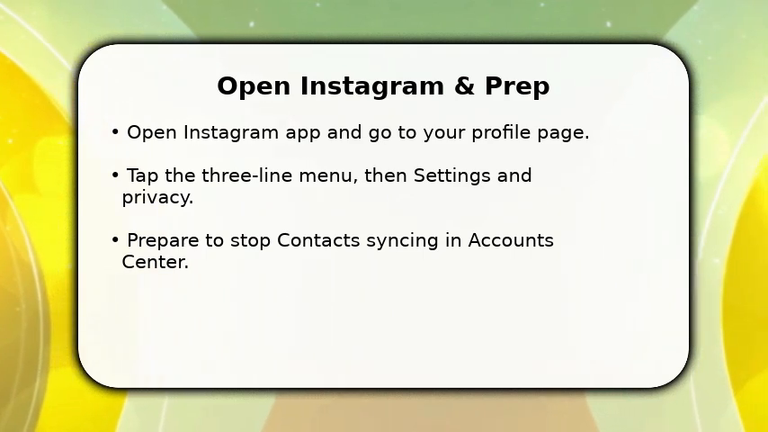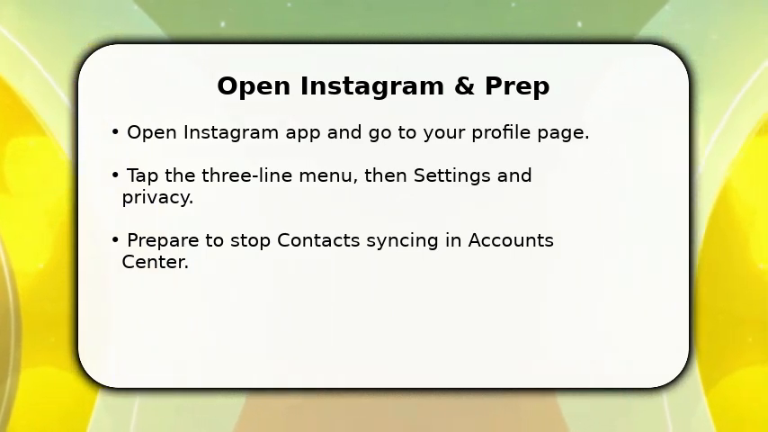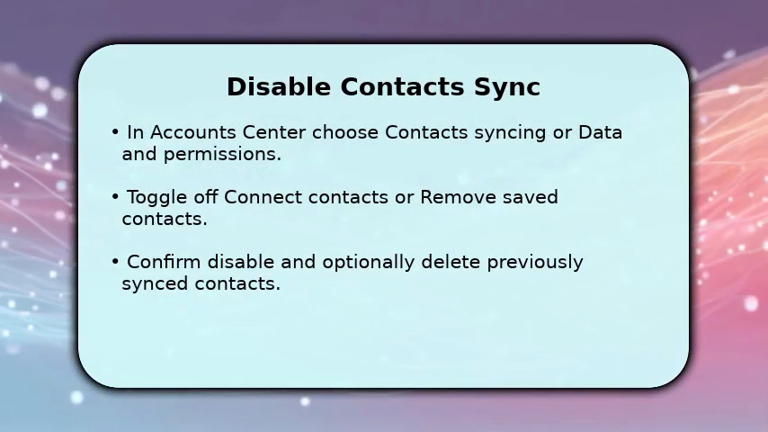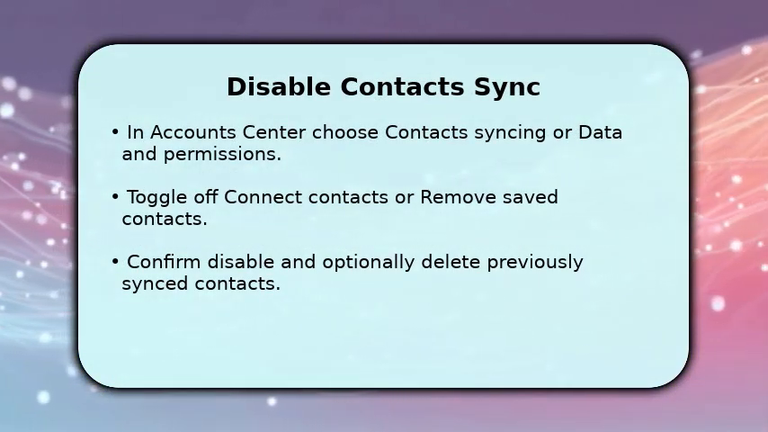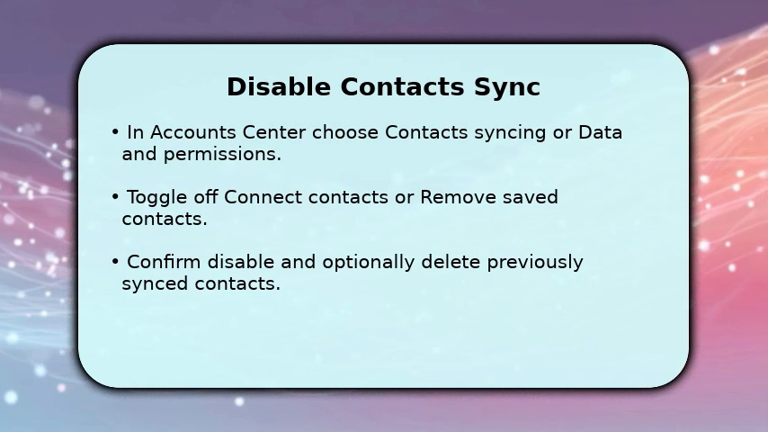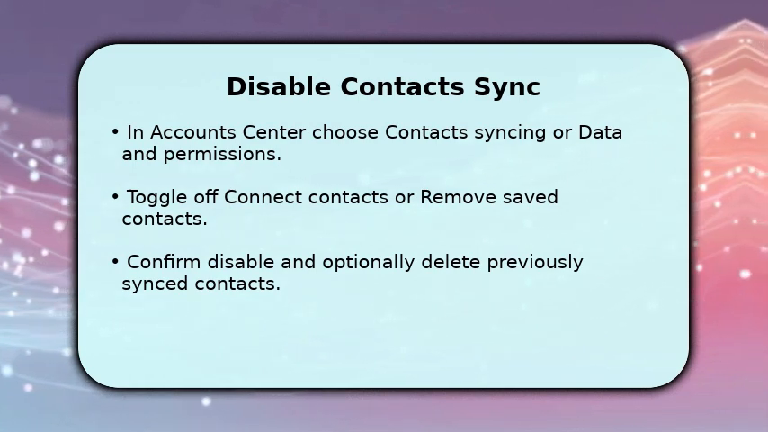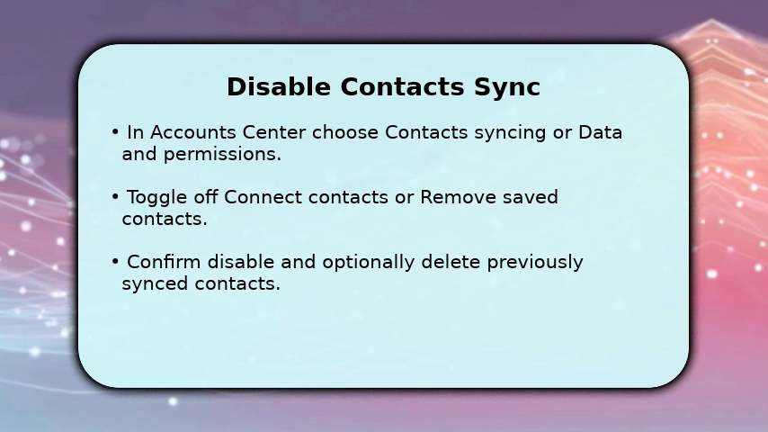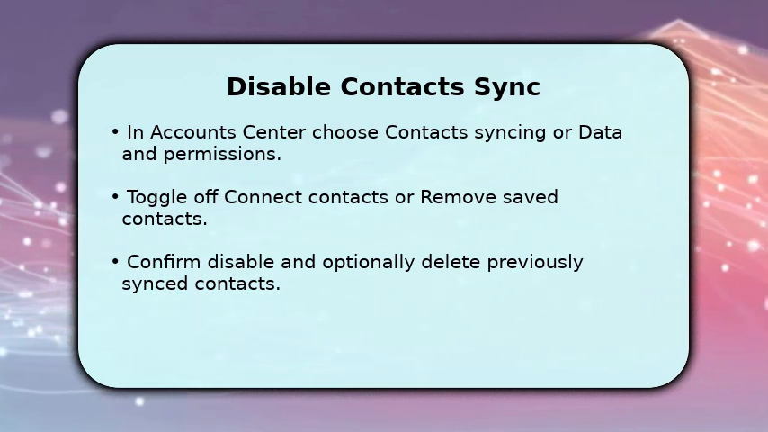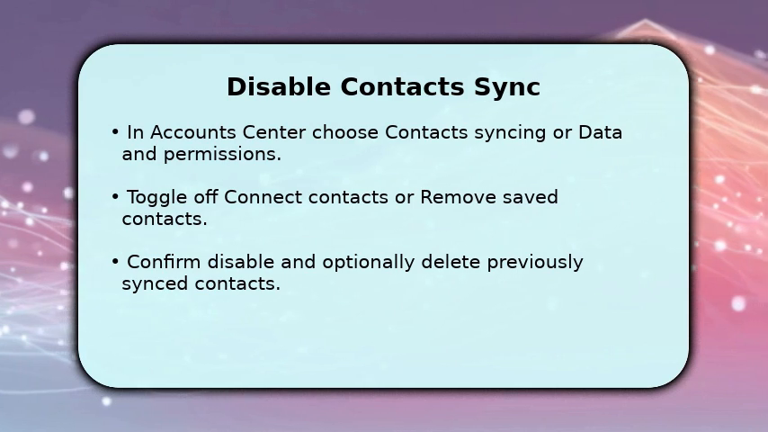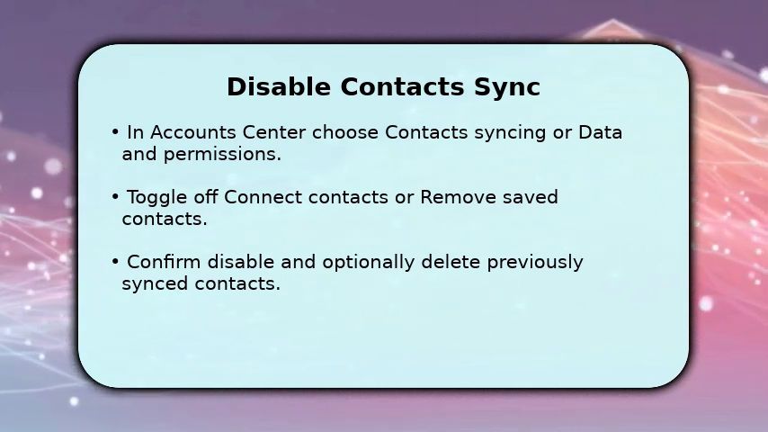Now that you're in Account Center, look for contact syncing or a data permissions area labeled Connect Contacts. Tap that option and you'll see a toggle to stop syncing. Switch it off. Instagram may prompt you to confirm an offer to delete contacts previously uploaded. Choose Delete if you don't want Instagram to keep that data. Once done, make sure the toggle remains off.